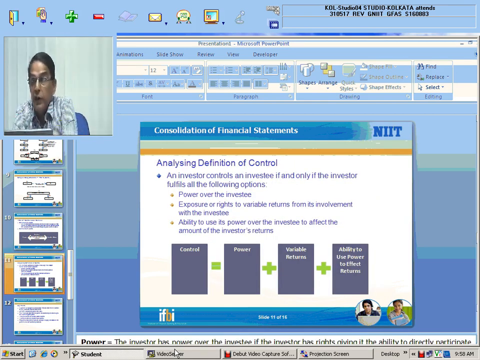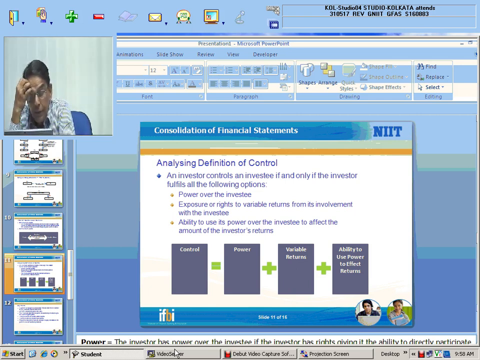So an investor controls an investee if and only if the investor fulfills all the following points. Number one, it has power over the investee. Number two, it has exposure or rights to variable returns from its involvement with the investee. And thirdly, it has the ability to use that power over the investee to affect the amount of the investor's returns. These three things are very, very important. So power means the investor has rights giving it the ability to direct the activities which significantly affect returns from the investee.